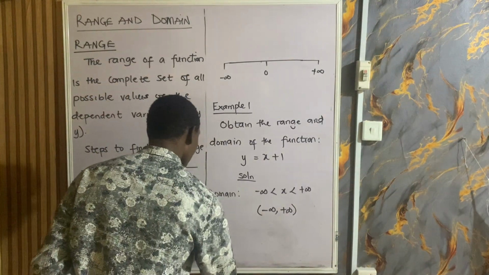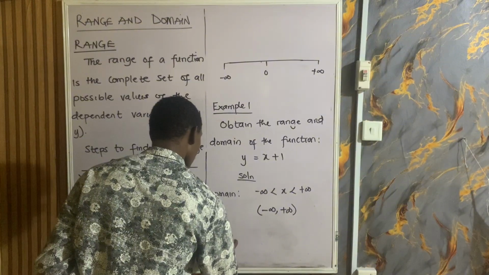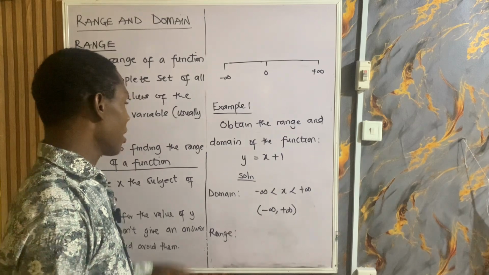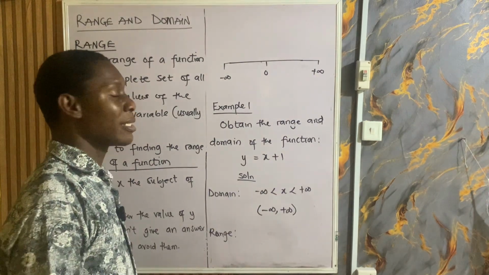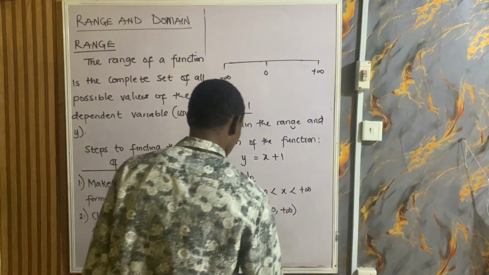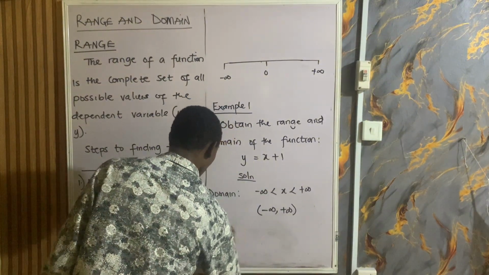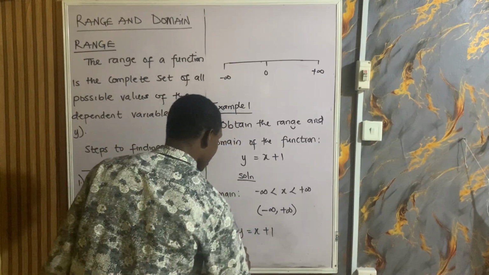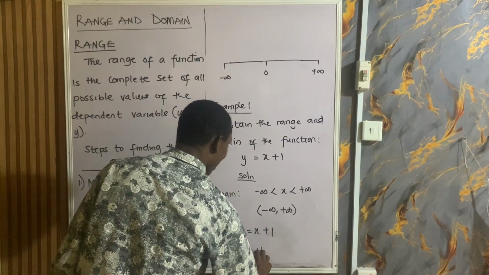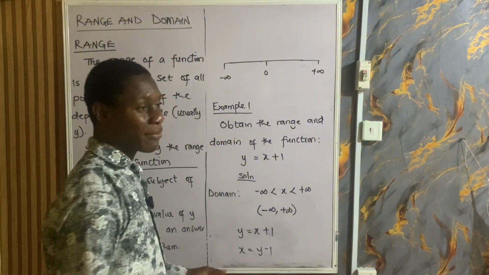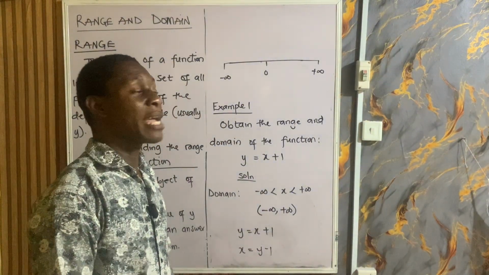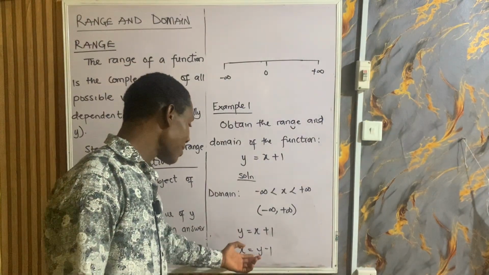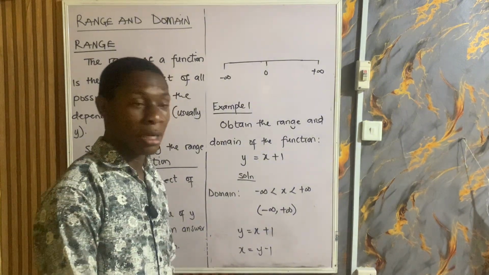Next is to write our range. Now, to obtain our range, one thing to do is you can make the x subject of formula. So the question comes with y is equal to x plus 1. Then I can say that x is equal to y minus 1. Now I'm going to ask myself, are there values y cannot take that, if I use for y, I won't have answer for x? The answer is no. There's nothing that y takes here that will not give us answer for x.